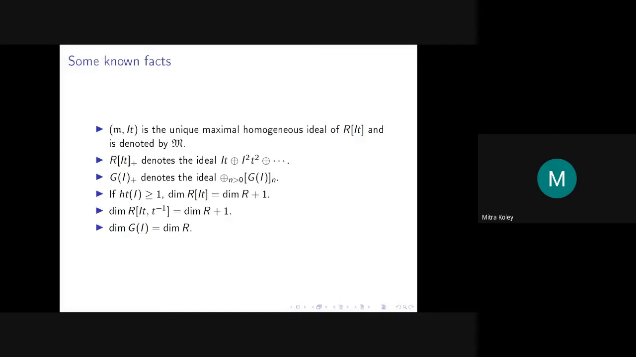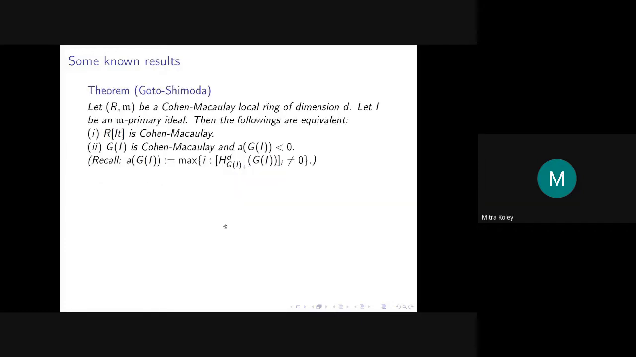Now several properties of Rees algebras have been investigated by many researchers. The properties are Cohen-Macaulayness, Gorenstein-ness, normality, and rational singularity. In this talk, we are interested in F-rationality. So I'll say some known results in these directions.